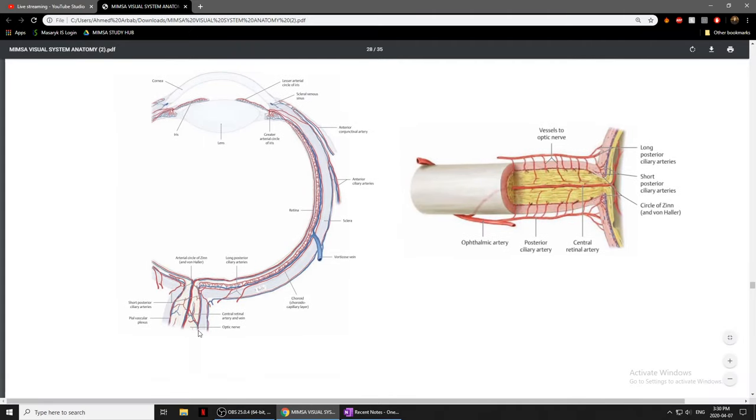Alright, they're all here. So I just showed you guys central, short ciliary, long ciliary, vorticose veins, and the central retinal artery exits through here and goes alongside the entire retina and branches into superior branches that move upwards and inferior branches that move downwards along this inside circle of the retina.